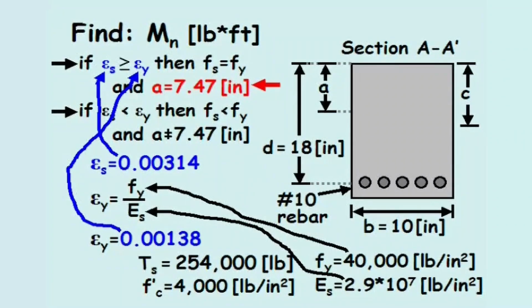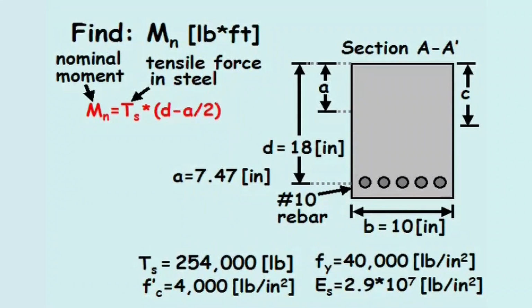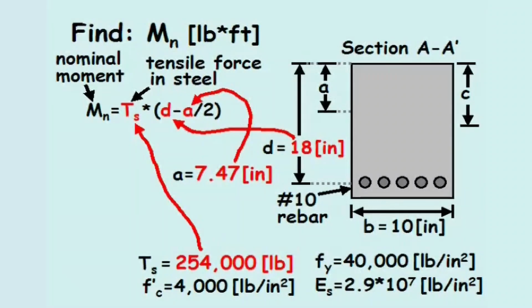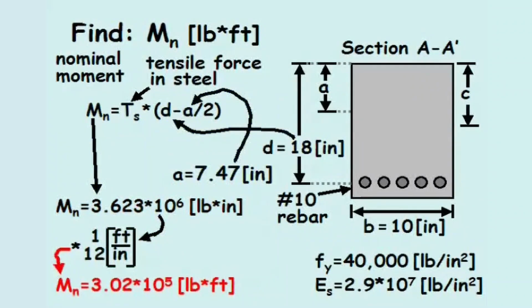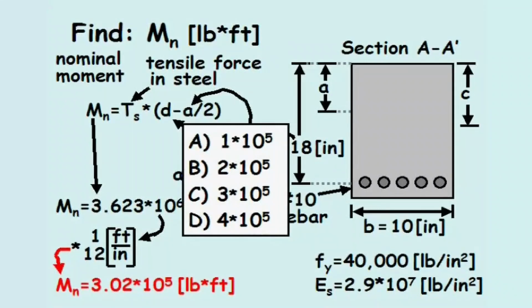Returning to our equation for the nominal moment in the beam, the terms are plugged in for the tension force in the steel and for the lengths D and A. And the nominal moment in the beam equals 3.623 times 10 to the 6 pounds-inches. After converting the units to pounds-feet, the nominal moment in the beam equals 3.02 times 10 to the 5th pounds-feet. When reviewing the possible solutions, the answer is C.